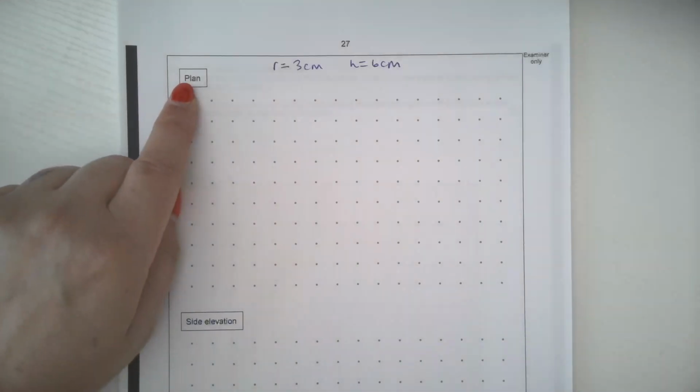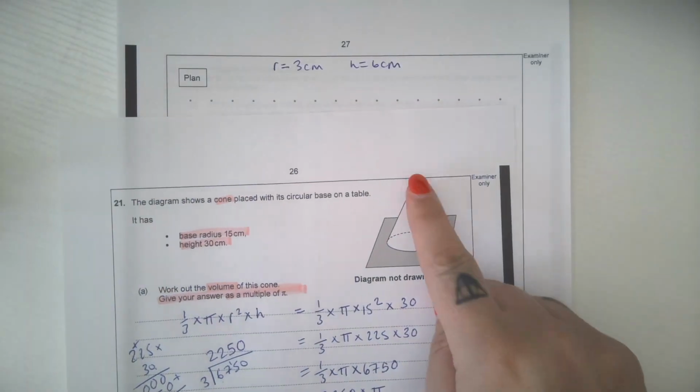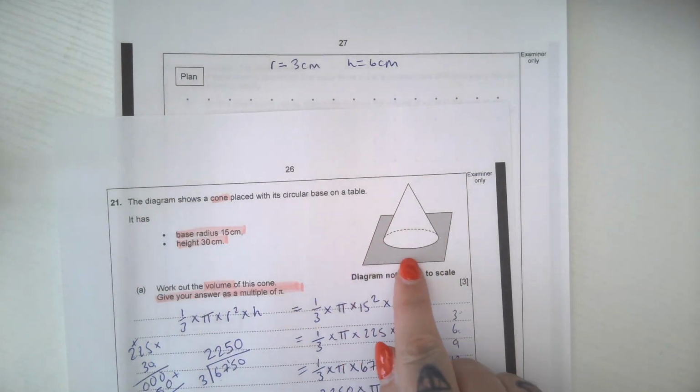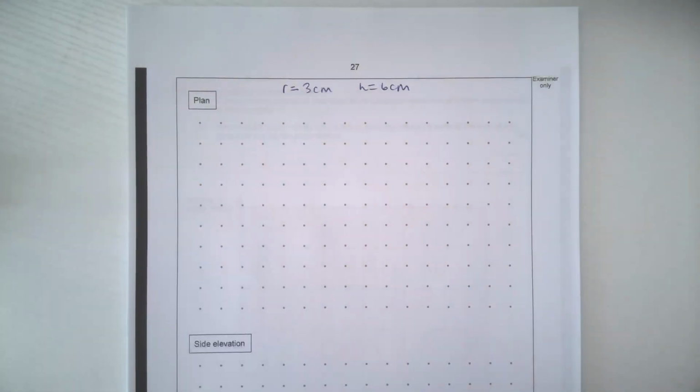Okay, so we're going to start with the plan. So the plan is the view that you get of the shape when you're looking at it directly from above. Okay, so this is a cone. So if we were to look at the cone directly from above, we're going to see a circle. All right, a circle with radius 3 centimetres.